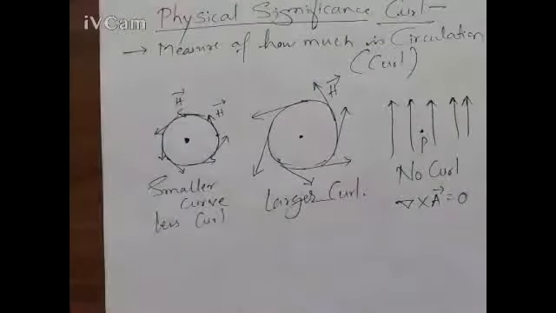So this is all about the curl in the solenoid, in the motor, in the generator. These only will work out. These are the basic principles, and based on this, all the equipment and instruments work.